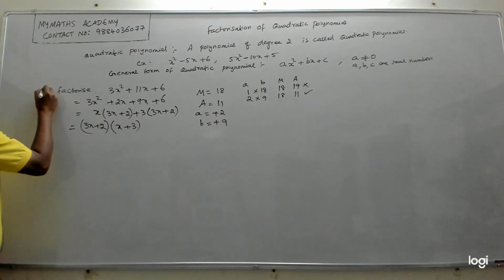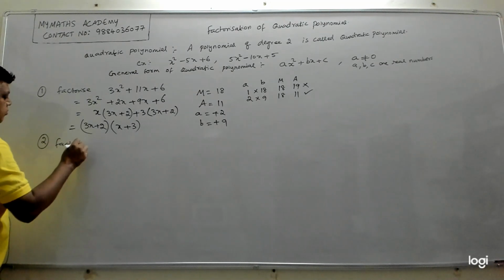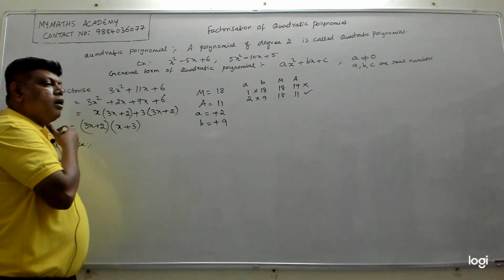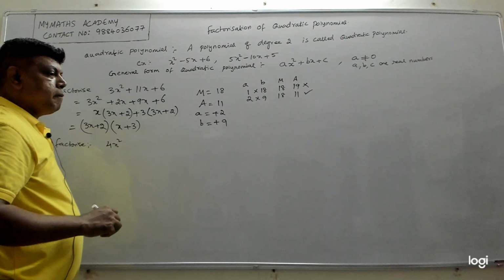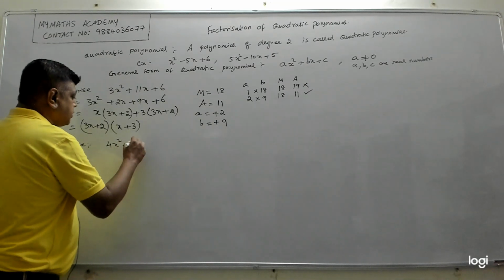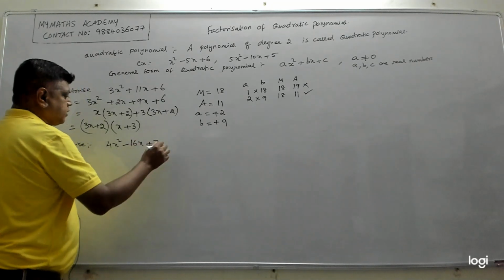So we will do one more problem. I will call this the first problem. Second problem, factorize. Right? We will have 4x square minus 16x plus 7. We want to factorize this.